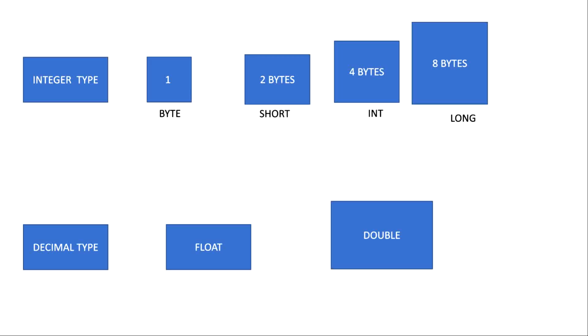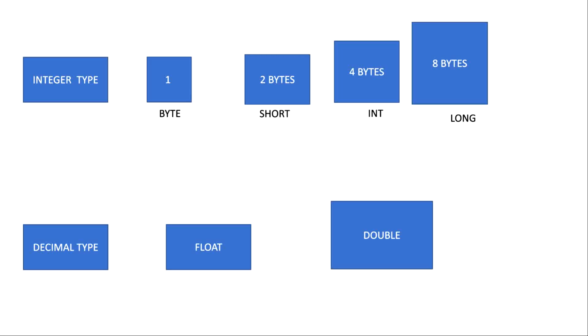In the primitive data type, we have three types, which are integer type, decimal type, and character type. In the integer type, we have byte, short, int, and long. I've represented them with byte as a small box, short is a slightly bigger box, int is bigger, and long is the biggest box here. It is because in byte we can store only one byte of information, in short we can store 2 bytes, in int we can store 4 bytes, and in long we can store 8 bytes.